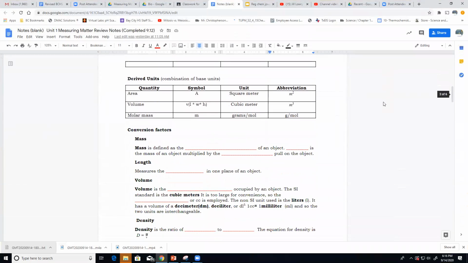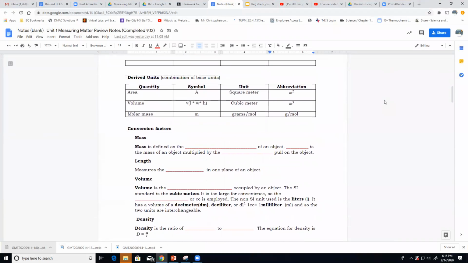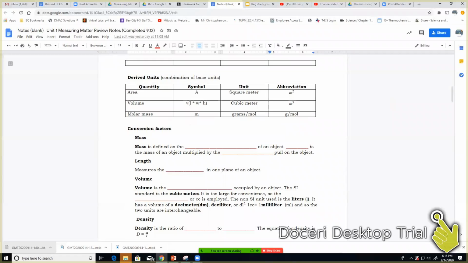We also have what we call derived units, and that's a combination of base units, where you end up having more than one unit with your number. Y'all all know volume is length times width times height. So if my length, width, and height are each so many centimeters, not only do I have to multiply the number, I also have to multiply the unit. So I end up with a cubic centimeter or a cubic meter, or meter cubed.